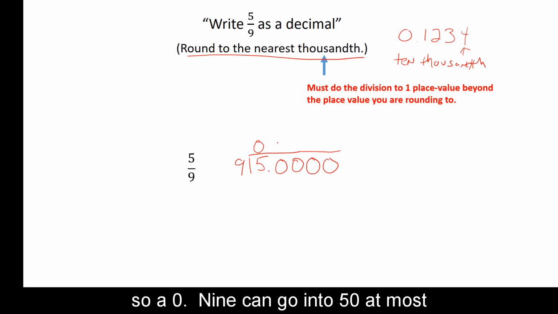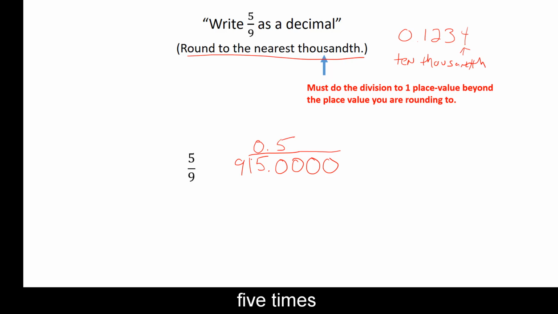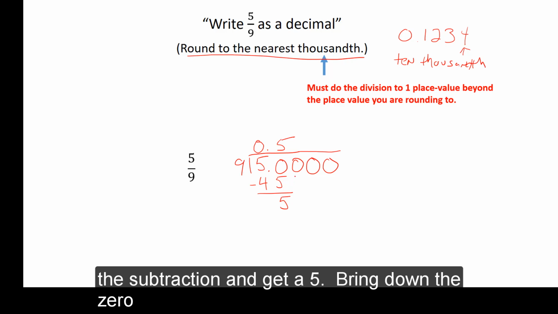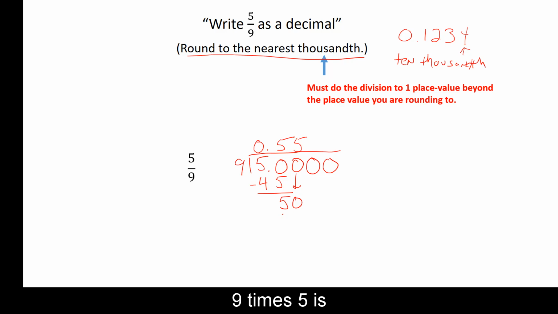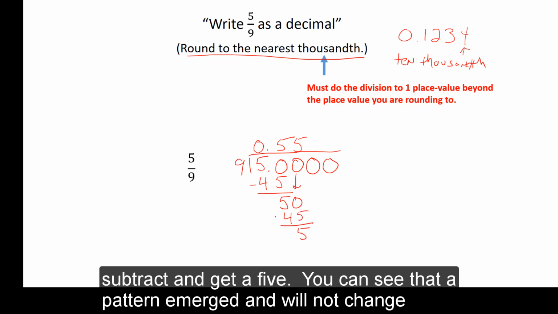9 can go into 50 approximately 5 times, or at most 5 times. 9 times 5 is 45. Do the subtraction, I get a 5, bring down the next 0. 9 can go into 50 at most 5 times. 9 times 5 is 45. Subtract, I get a 5.